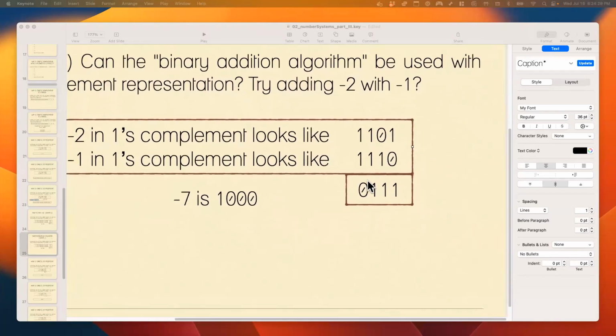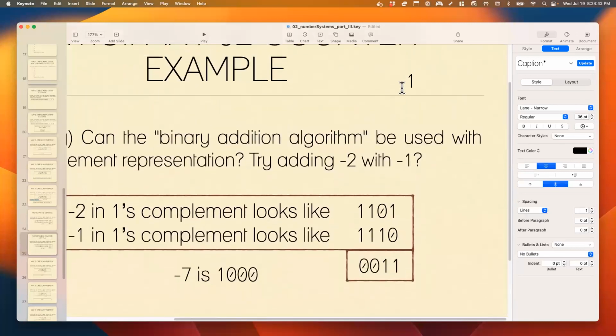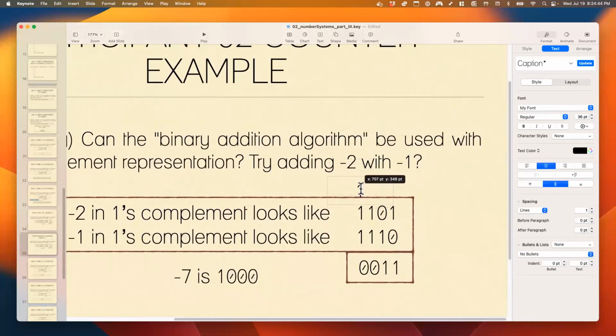All right, so let's do the addition here. 1 plus 0, that's going to be 1. 0 plus 1, that's going to be 1. 1 plus 1, that's going to be 0, right? And there's a 1 here, which I'm going to put here right now.